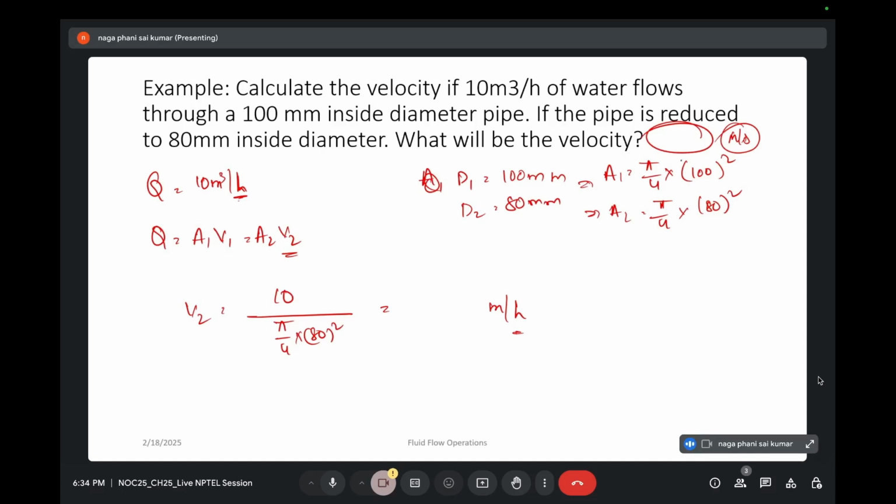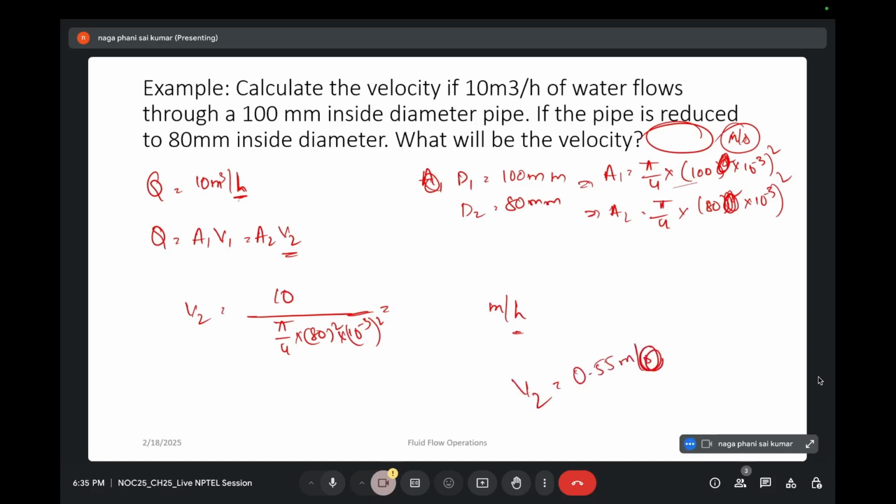Yeah, and one more thing, this is in mm, right? So we have to convert it into meters, that is (10^-3)^2. Again into 10^-3, this will be in meter square. So here we will be having (10^-3)^2. Okay. So final answer V2 will be 0.55 meter per second.